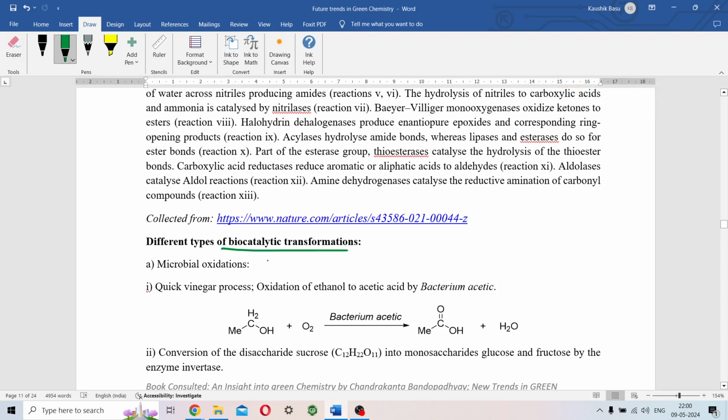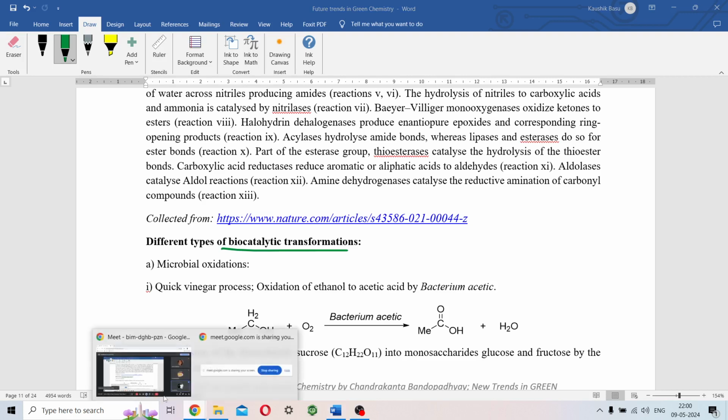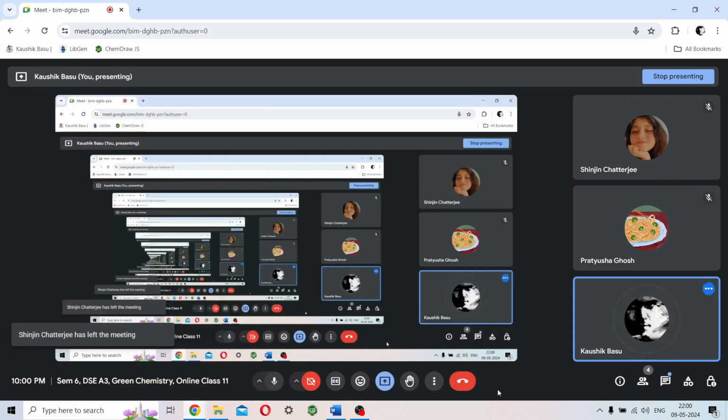রিপ্রেজেন্টেটিভ এক্সাম্পলস টু গিভ ইউ আ গ্লিমস অ্যান্ড আইডিয়া দ্যাট হাউ efficient the biocatalysts are and how green the method is. So if you have any questions, I am happy to answer. কোনো প্রশ্ন আছে কি?